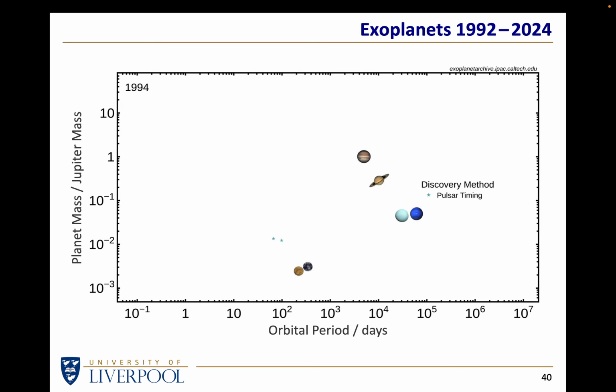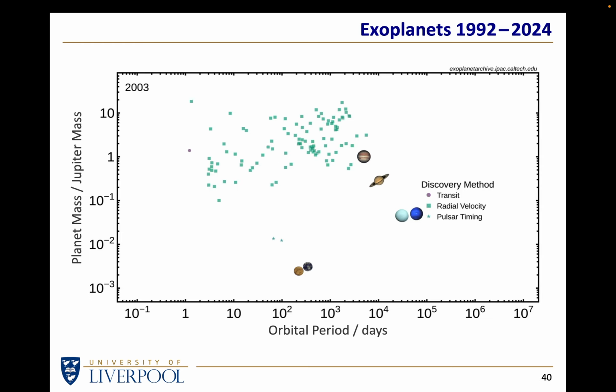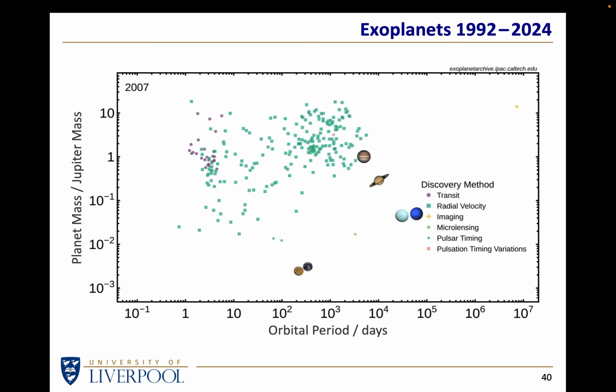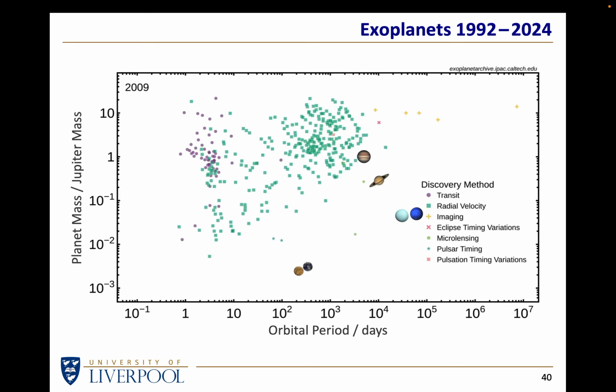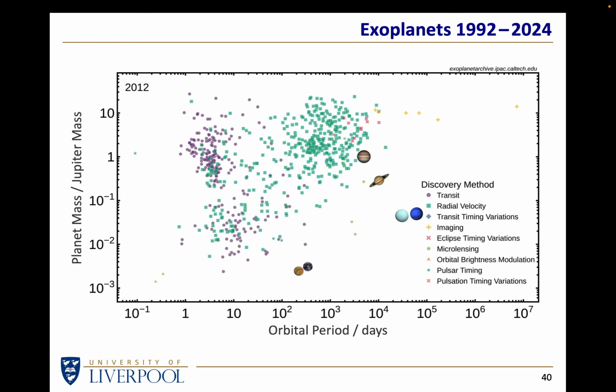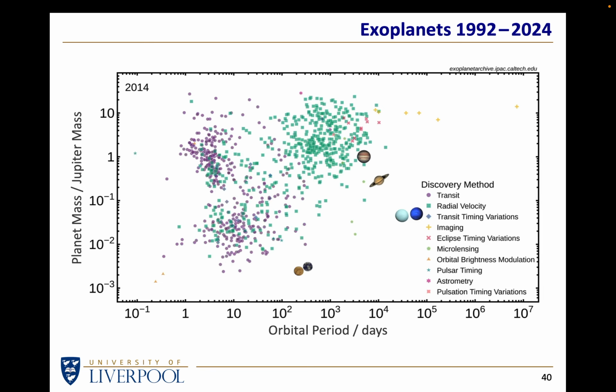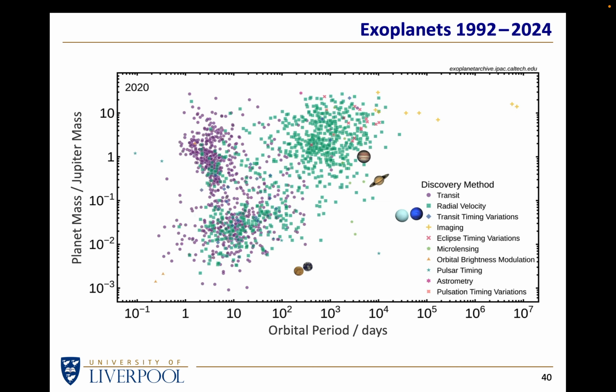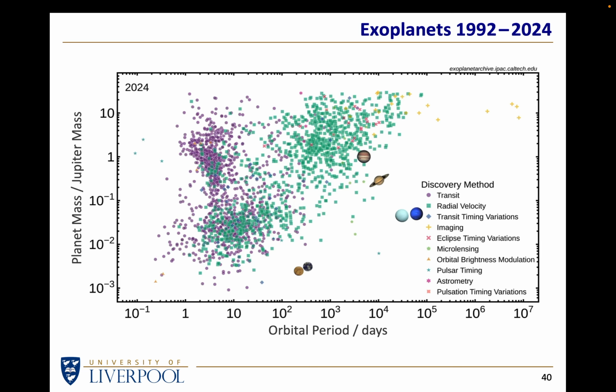Just to finish with an indication of what has been found, this is a plot of mass on the vertical scale, orbital period on the horizontal scale, and each dot is a new exoplanet that we found. During the 2000s, Kepler was launched and then produced a huge number of new planets, the purple dots. And as you can see, as we go through the teenies and into the early 20s, we can see thousands upon thousands of new planets being found.